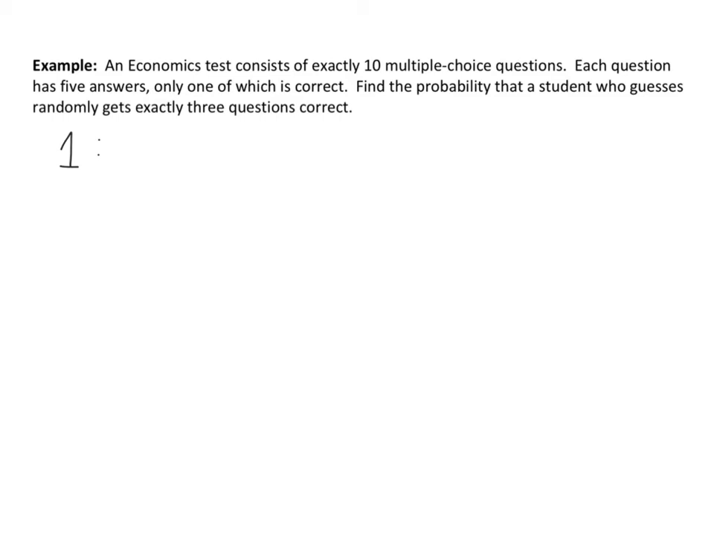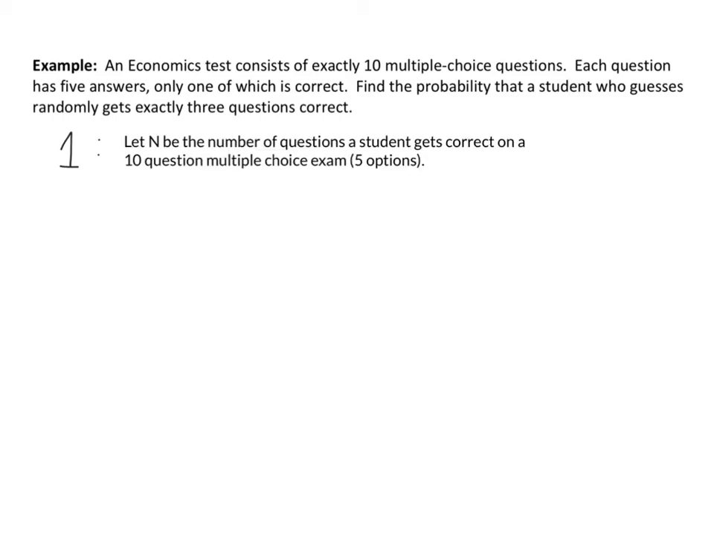Step 1, we need to define the random variable. I decided to use n. Let n be the number of questions a student gets correct on a 10-question multiple choice exam that has 5 options. These 5 options may or may not be necessary, but it's nice to include them. It gives a little bit more information about the random variable.